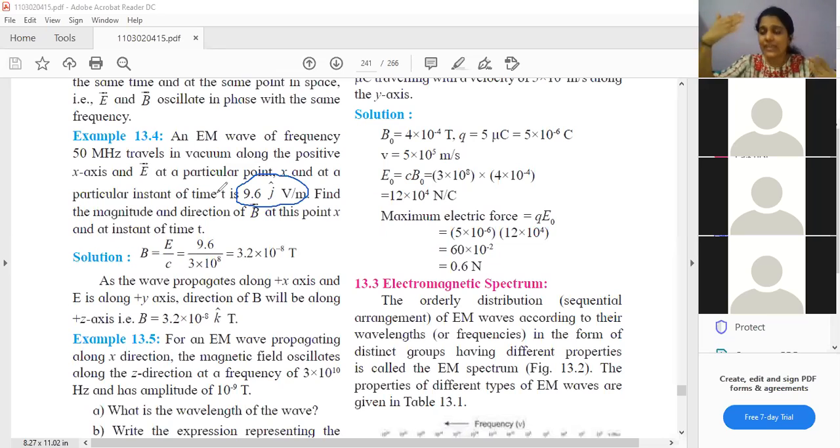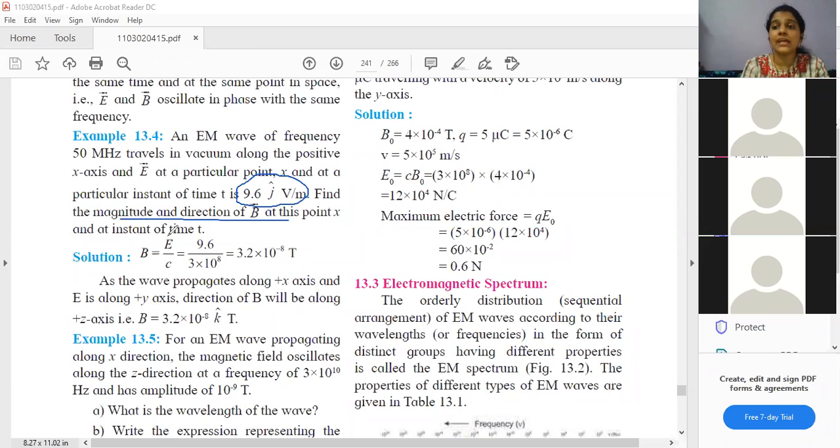Yes or no? My EM wave is moving along x axis. My E vector, they have given the value 9.6 J, so it indicates that the E vector is along y axis. Find the magnitude and direction of the B vector at this point x and at an instant of time t. So I have to find the value of the B vector at that point, and its direction. Now finding direction is not that difficult. Wave is moving along x-axis, electric field is along y-axis.